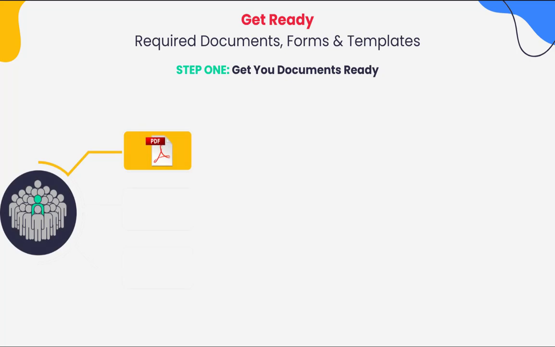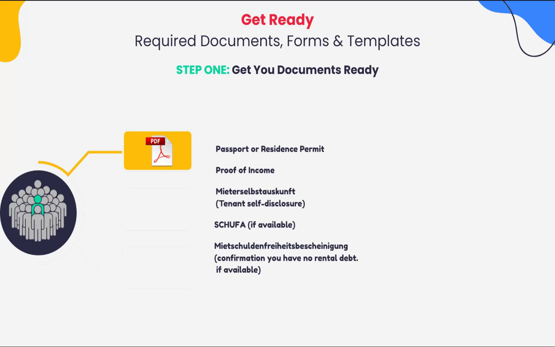The first step to stand out is to get all your documents ready. Here's what you need: passport and, if available, your residence permit, proof of income, either your payslip or, if you are a student, your blocked bank account. You can also include a guarantee letter if you have one. Tenant self-disclosure form. Download it from the website we discussed, fill it out like in the example I showed you, and attach it to your documents. Schufa. If you already have one, newcomers usually don't need it. Confirmation of no previous rental debt. Again, newcomers won't have this yet, but if you do, attach it.